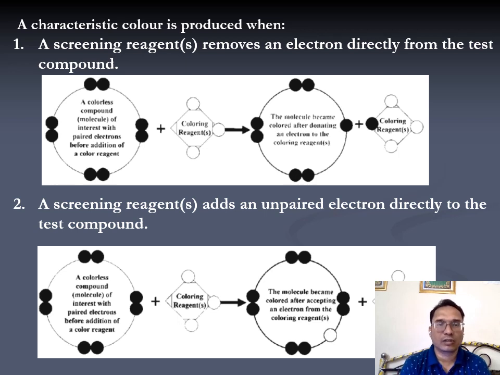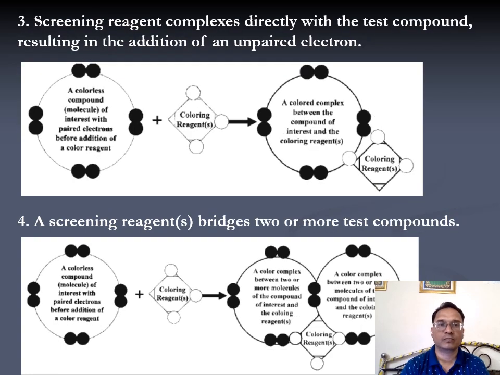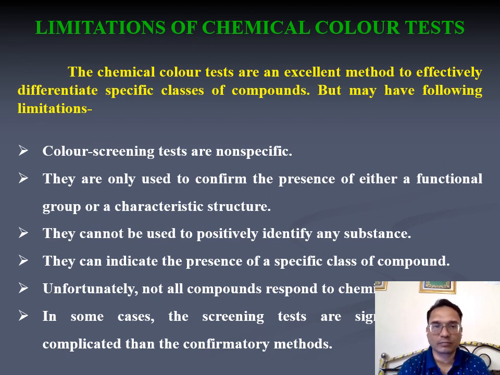Similarly, a color can also be produced when a screening reagent adds an unpaired electron directly to the test compound, or there is a possibility that the screening reagent complexes directly with the test compound, resulting in the addition of an unpaired electron. In some cases, a screening reagent bridges two or more test compounds and it will form a complex which will produce a color.